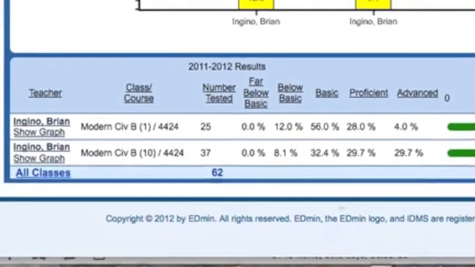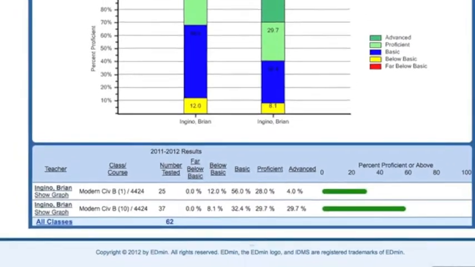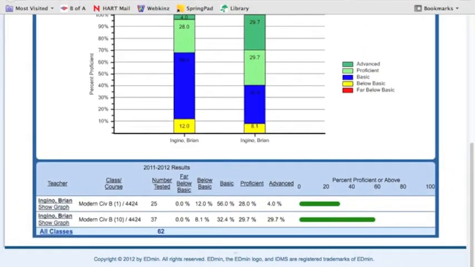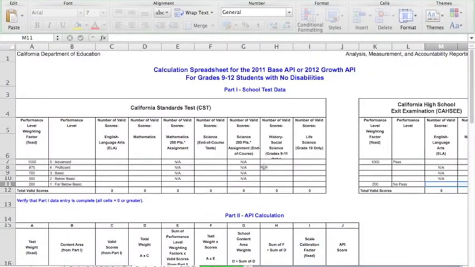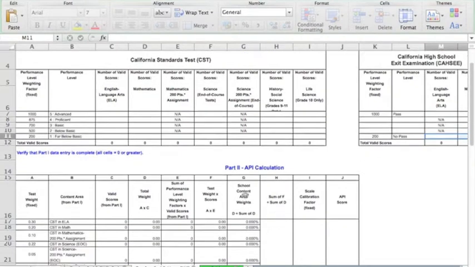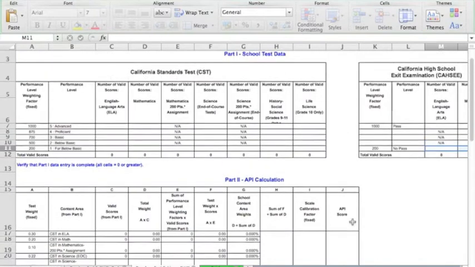So you're going to open up the API calculation file, which is on the H drive, and which was emailed to everybody. Now this right here is used by the state to actually look up the API for the school, and if you were to fill in all of these fields here, you would then be able to move down, and right over here in this column it would show our API score for the whole school. Well, you can also use this to look up by department or by individual teacher.